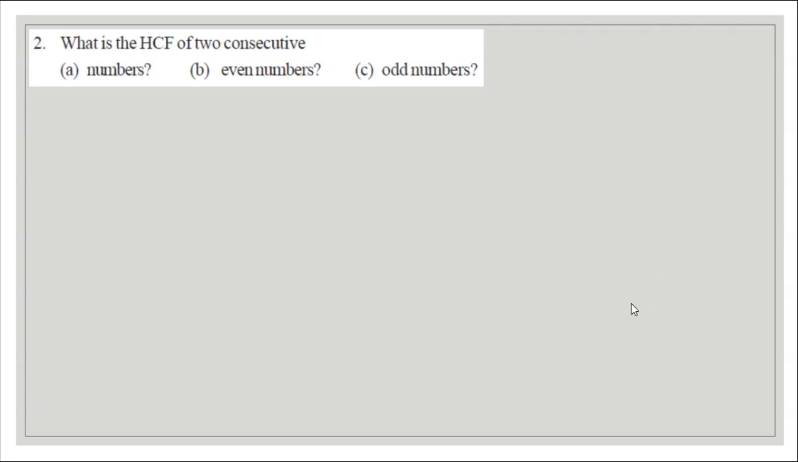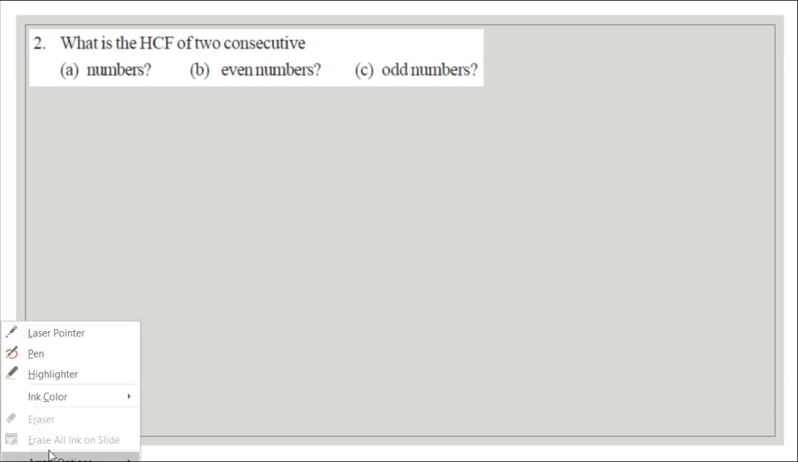Hello students, let's continue the session on playing with the numbers. Today we'll be completing exercise 3.6 as well as 3.7 so that all the questions of the exercise related to playing with the numbers will be complete. Let's start with question number 2.